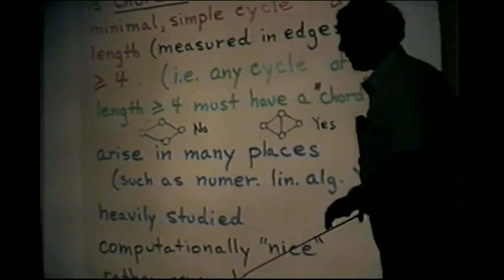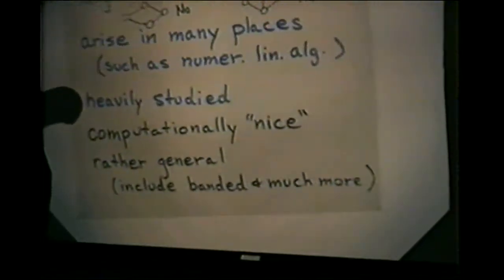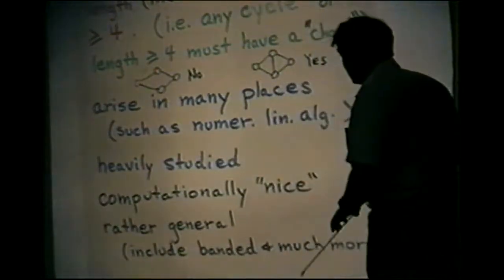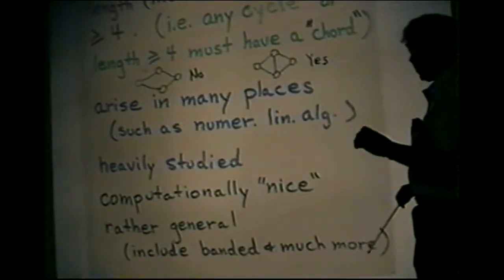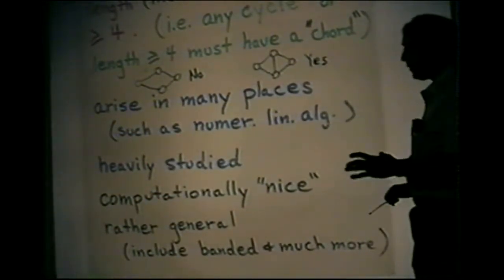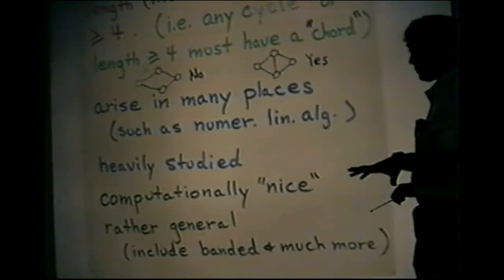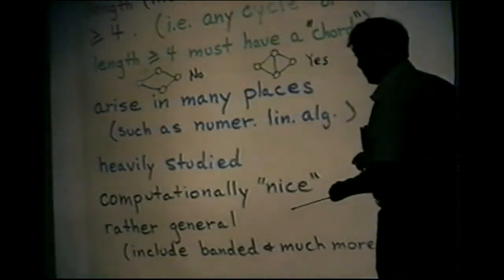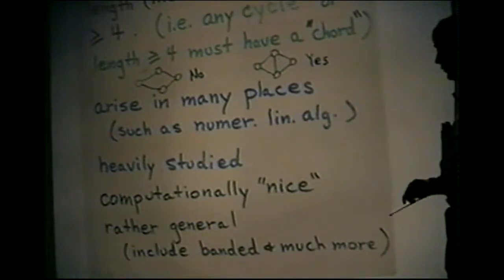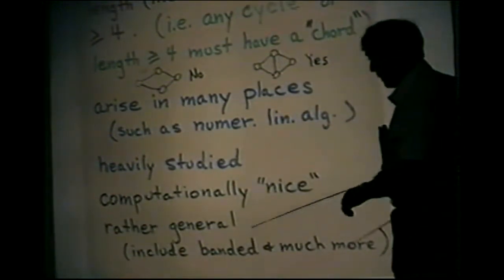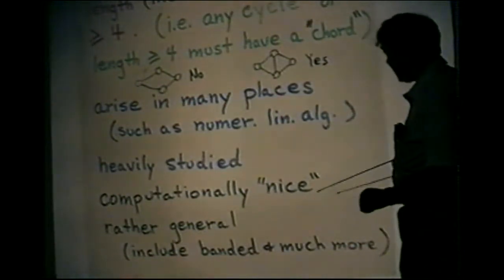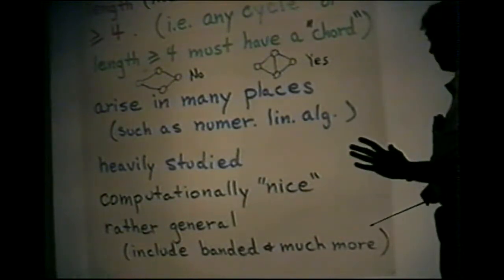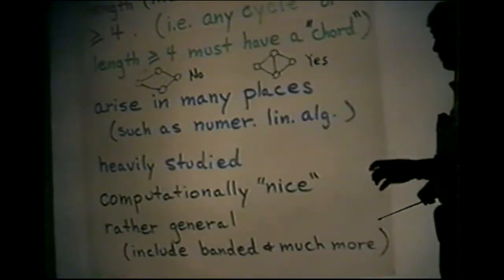Okay? Now, these graphs have arisen in a lot of other places. For example, in numerical linear algebra, they're very important because they turned out to be the answer to the question: what are the zero non-zero patterns on which you can generically perform Gaussian elimination and avoid any fill? Okay, so they've been important in the analysis of numerical methods for partial differential equations, for example. They're heavily studied in various applications, and typically chordal graphs are computationally very nice because a lot of graph theory problems that are hard in general turn out to be easy for chordal graphs.